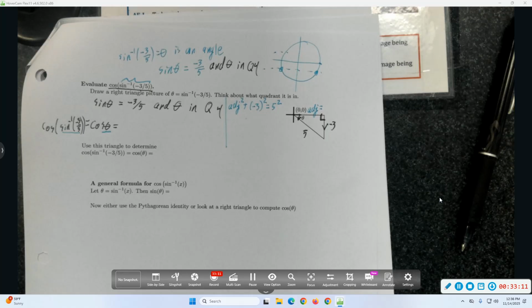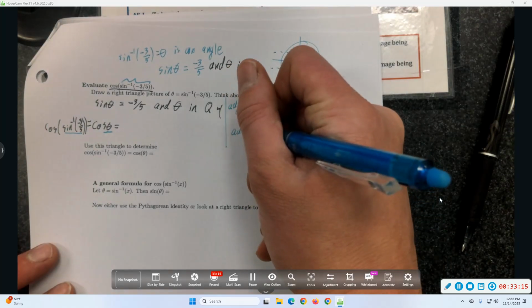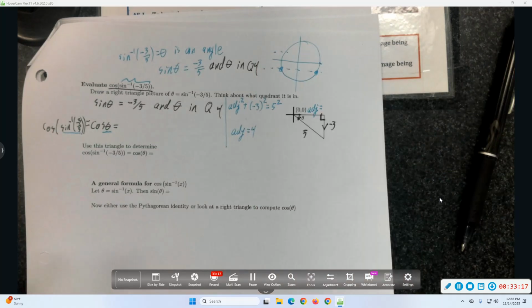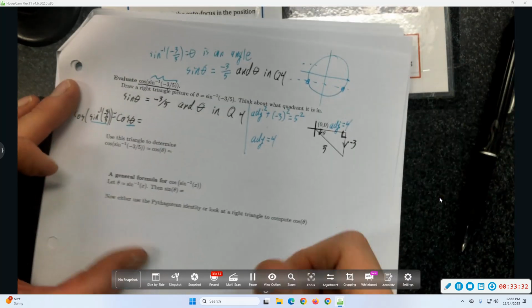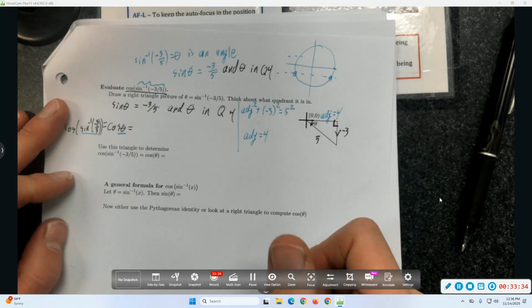I hear a 4. Do I hear a second for 4? Awesome. Okay, that's good. How many people skipped doing the algebra entirely and said this is a 3-4-5 triangle? Yeah, nice. If you recognize a Pythagorean triple, use it. So the adjacent side is 4.